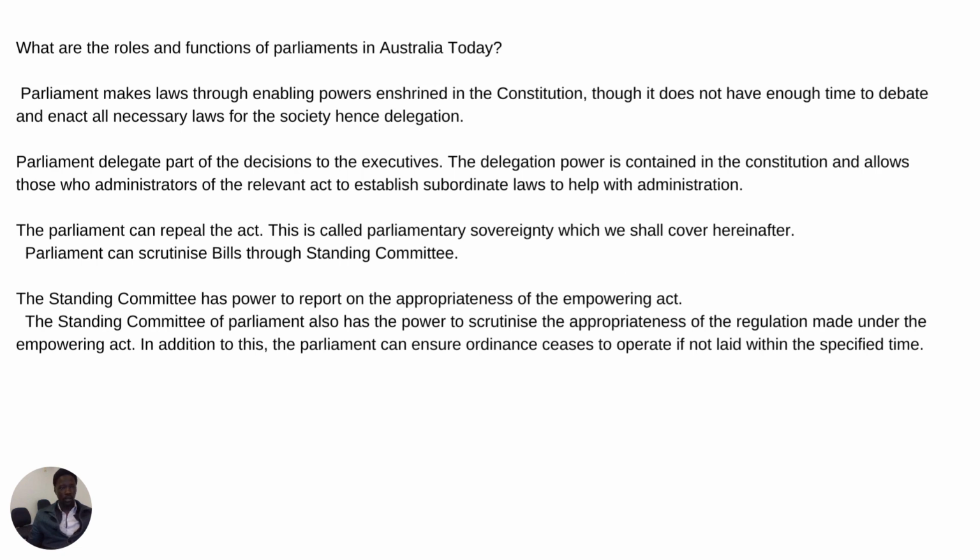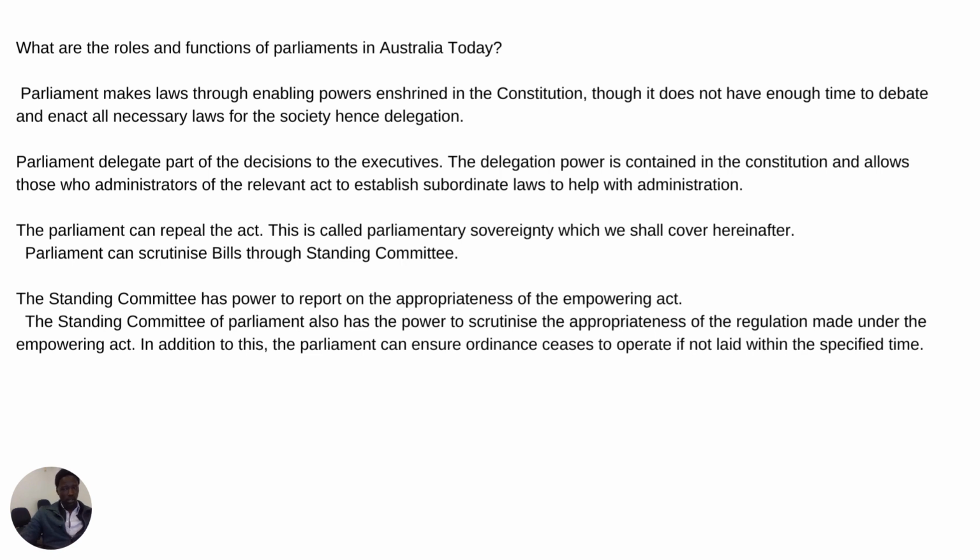Now let's move to the roles and functions of the Australian parliament today. One of the functions is that the Australian Parliament makes and passes laws, and this power is provided in the Australian Constitution.